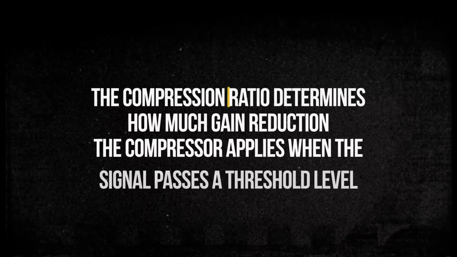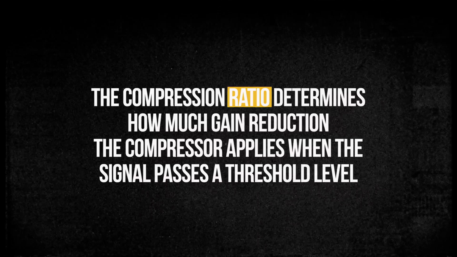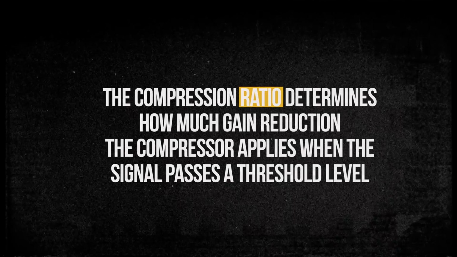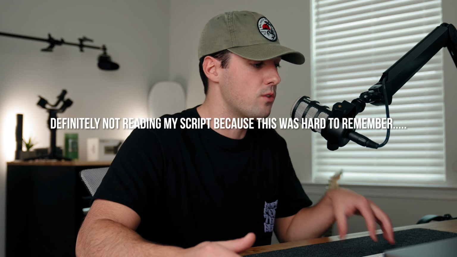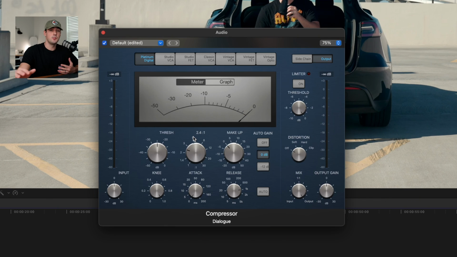Now the ratio determines how much gain reduction the compressor applies when the signal passes a certain threshold level. For example, a ratio of 4 to 1 means that for every 4 decibels the signal rises above the threshold, the compressor will increase the output by 1 decibel. For me, I just use a 2.4 to 1 ratio because to me it sounds the most natural. If you go too far, it ends up being really compressed and it sounds pretty bad. So really anywhere from a 2 to 1 or a 4 to 1 ratio will probably sound the best.